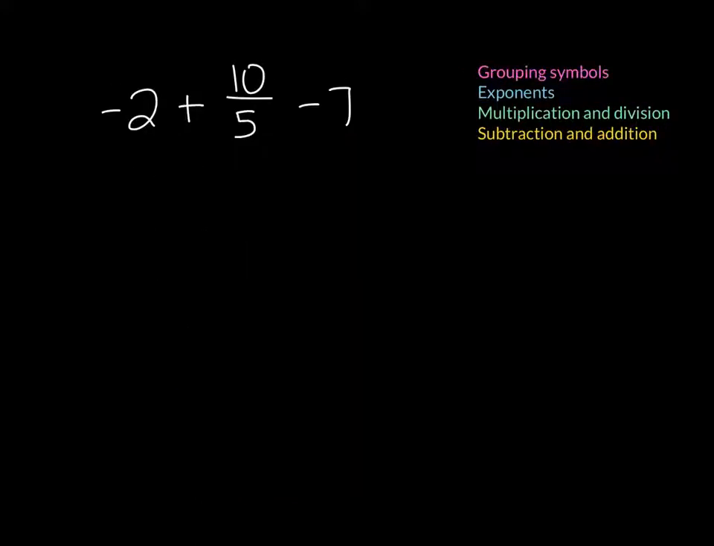Okay, for this next example, we don't have any grouping symbols or exponents. We do have division right here. A fraction bar can actually serve as the division sign. So 10 divided by 5 is 2. And we will bring everything else down as it is.